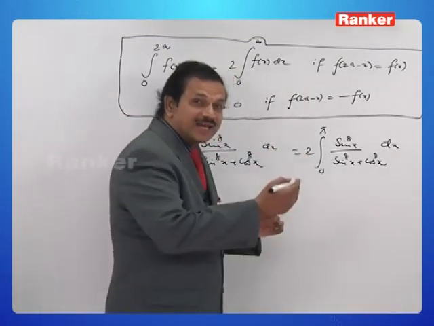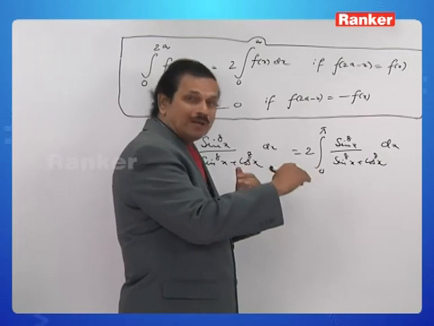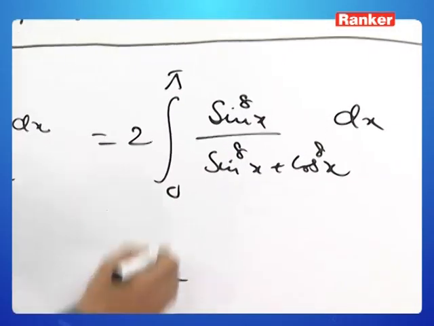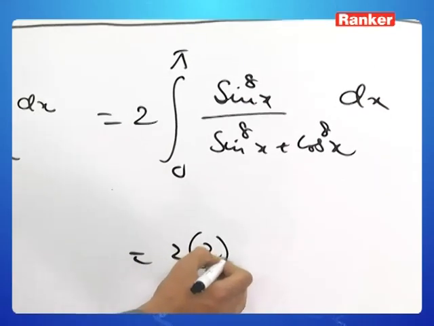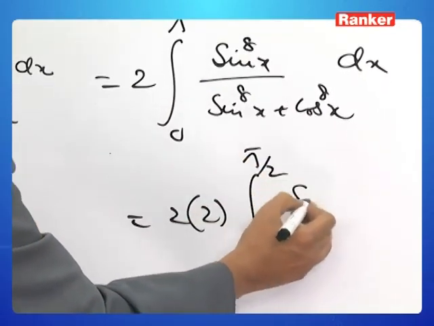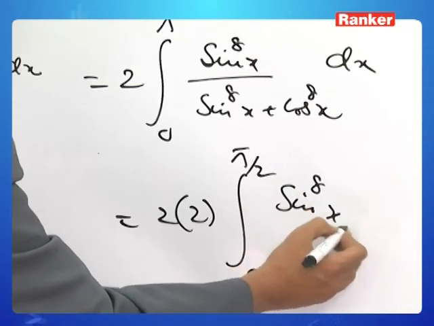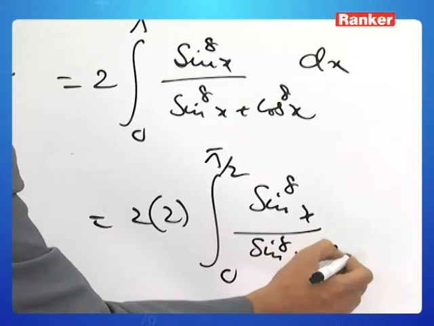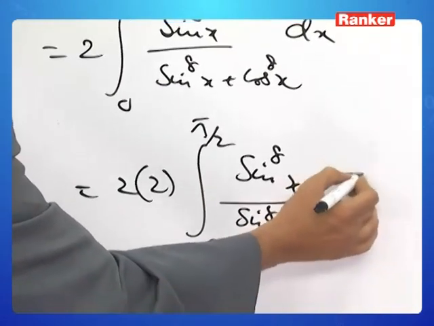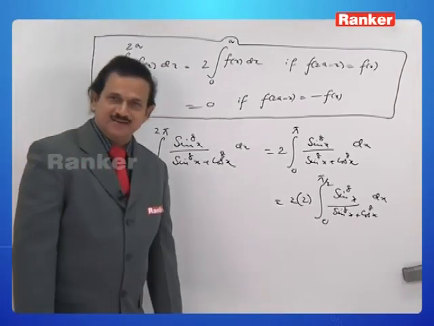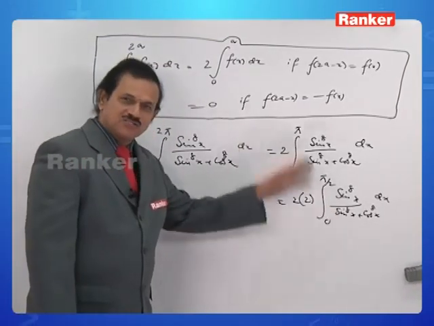Hence you can get another 2, one more 2 out. This 2 is already present, and from this pi I am getting another 2. Integral 0 to pi by 2 sine power 8x by sine power 8x plus cos power 8x. Excellent. That has been thrown into the standard form.